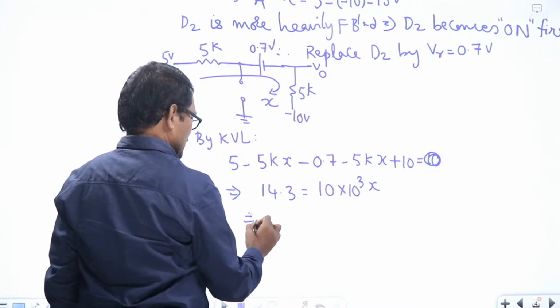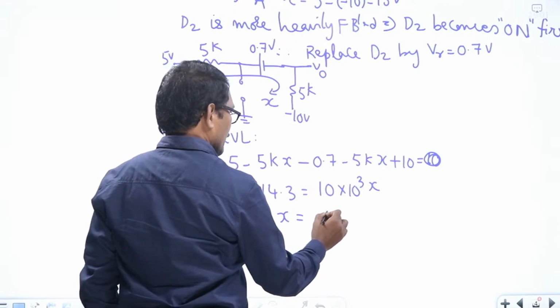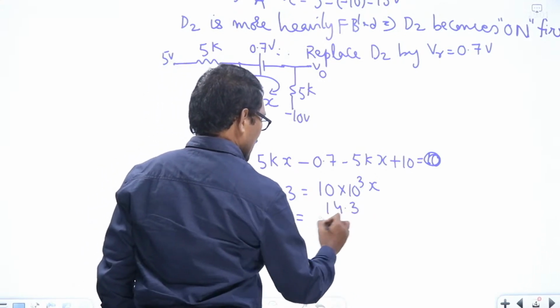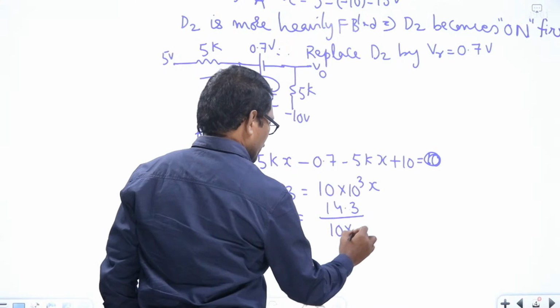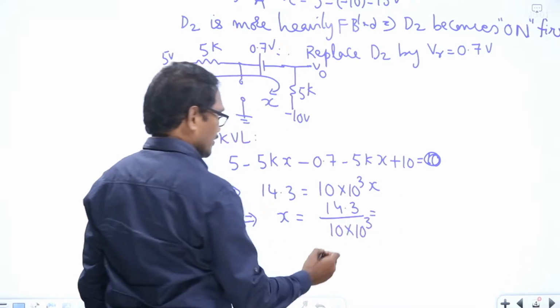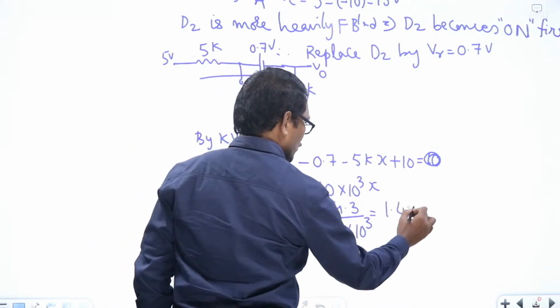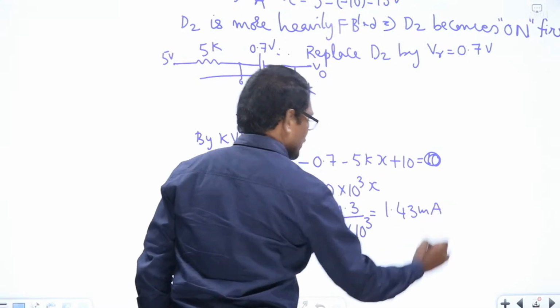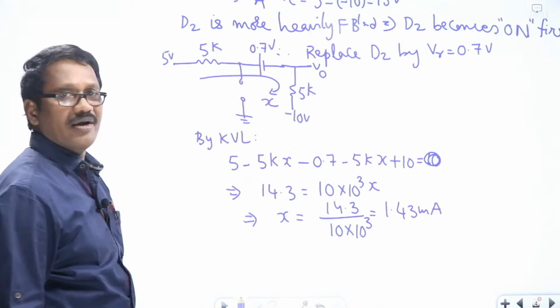That implies X is equal to 14.3 by 10K, that is 1.43 milliamperes.